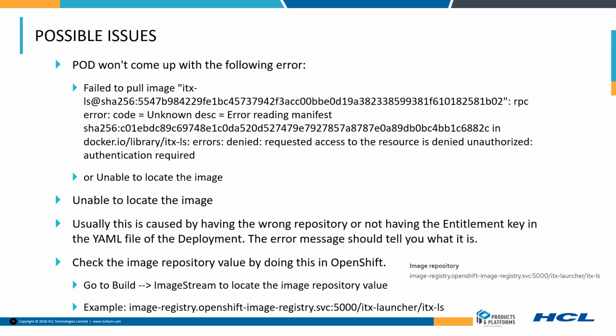The first common error is the pull image cannot be located or the access has been denied. Check the digest value you copied earlier during the Docker push step. It should match with the one here. If it's correct, go to the OpenShift console and click on Image Stream under Builds. Check to see if the value is similar to the one here. It should have the project name ITX Launcher and ITX LS as part of the name. If it looks fine, continue to the next step.